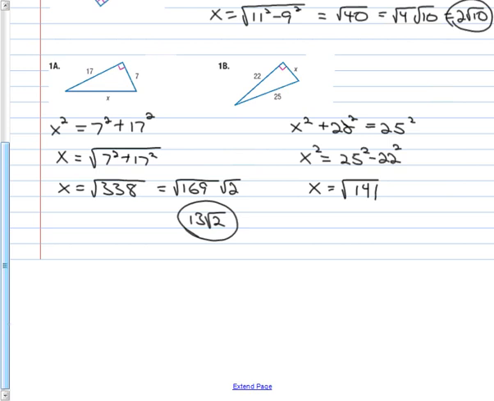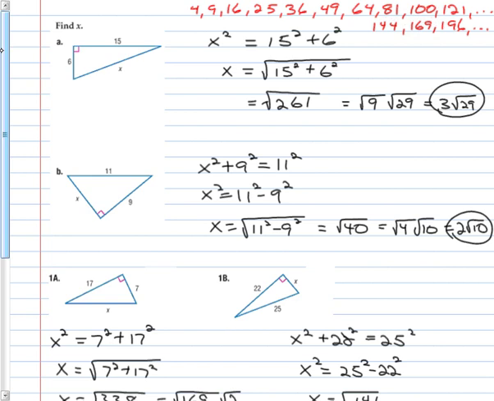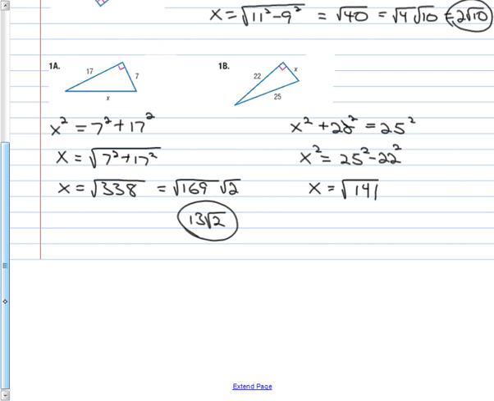Any perfect square? Has to be on the top row if it's going to exist. There isn't. There's the answer. Square root of 141. There isn't a perfect square that goes into this one evenly. So there's our answer.